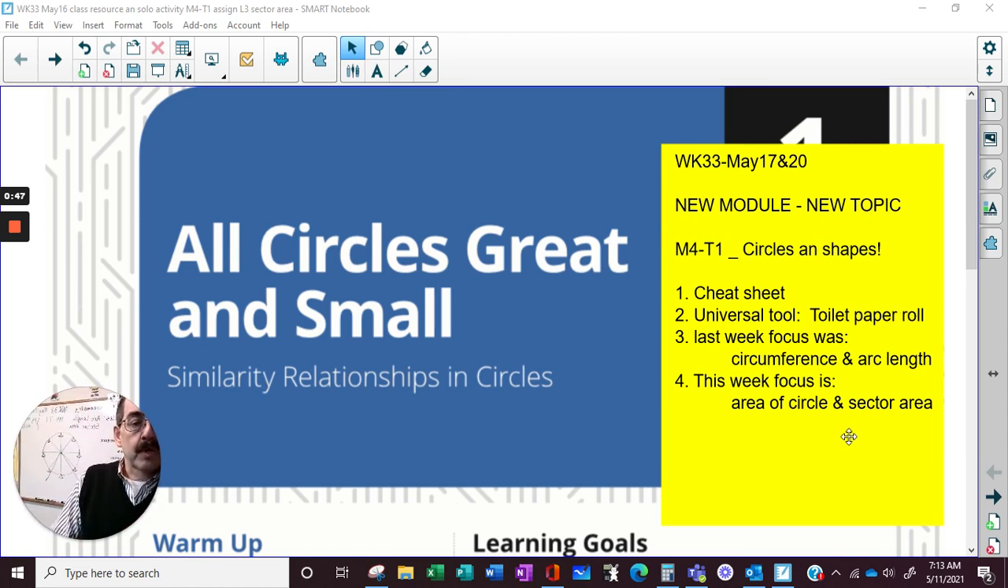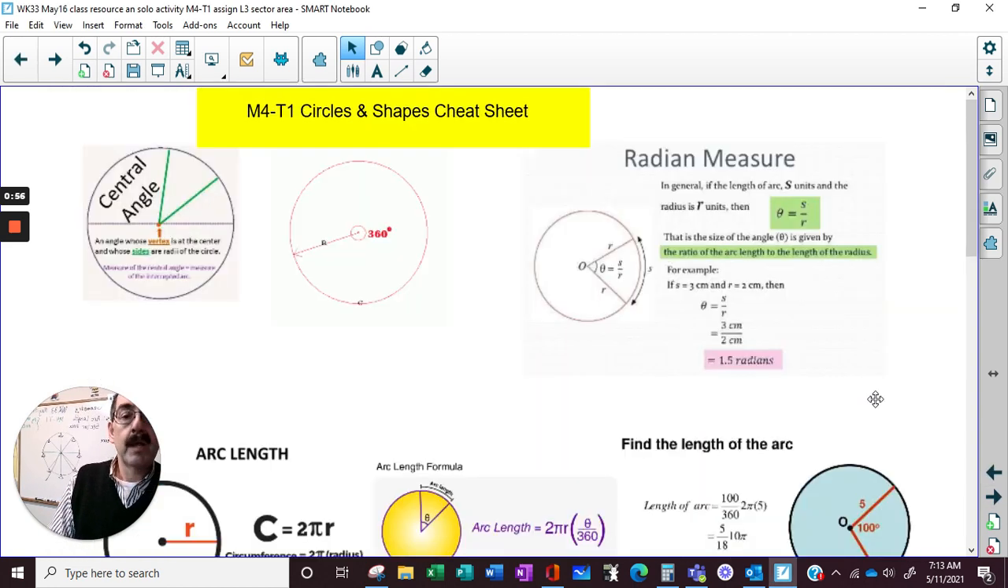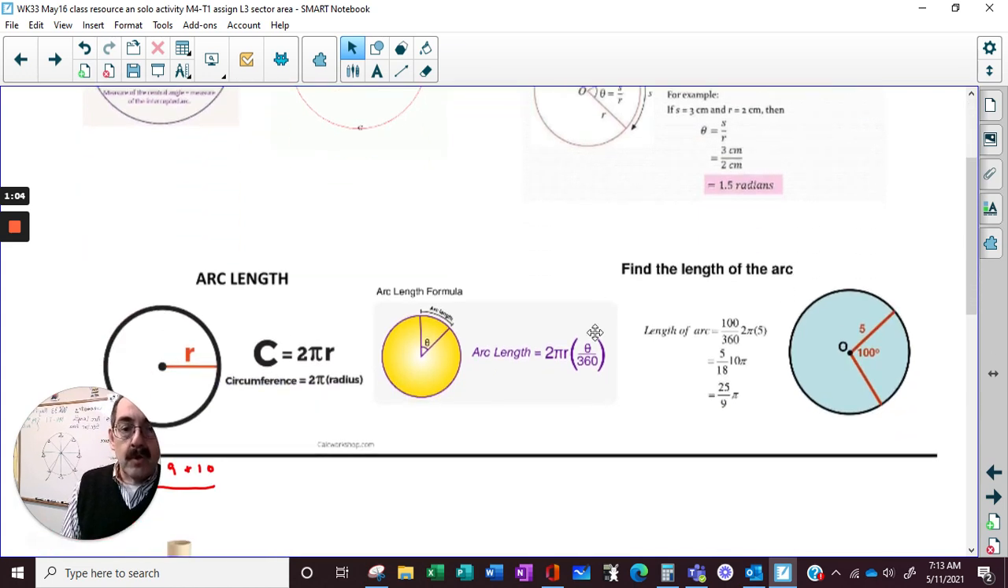This week we're going to go the next step. Instead of just the edge, we want the area of a circle. So, you've got your cheat sheet. Last week was all about the arc length, the central angle, a percent of the whole. Whatever that distance was, that degree divided by 360, and we were using 2 pi r.